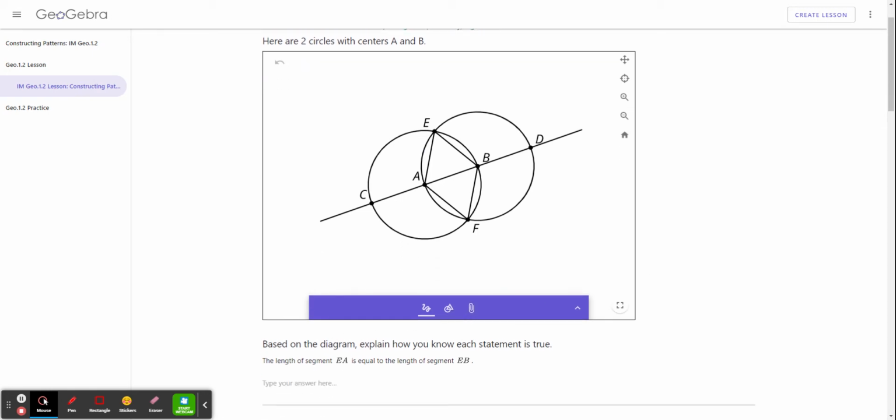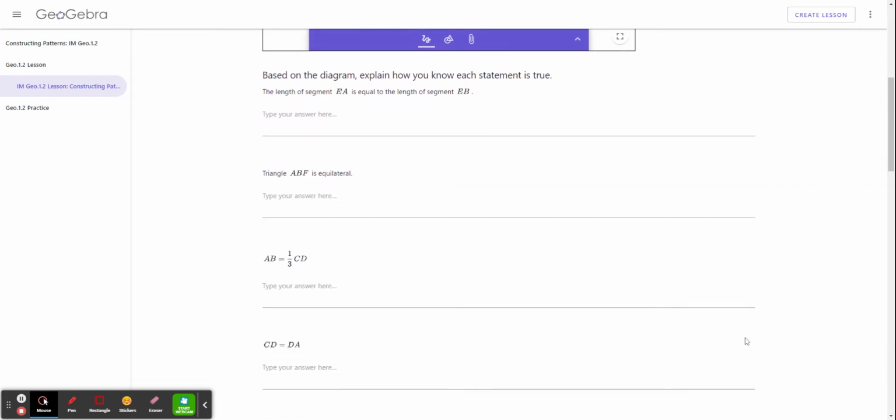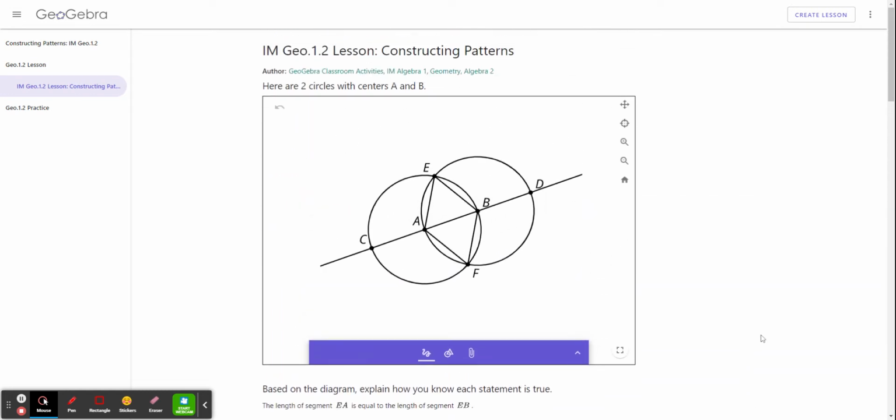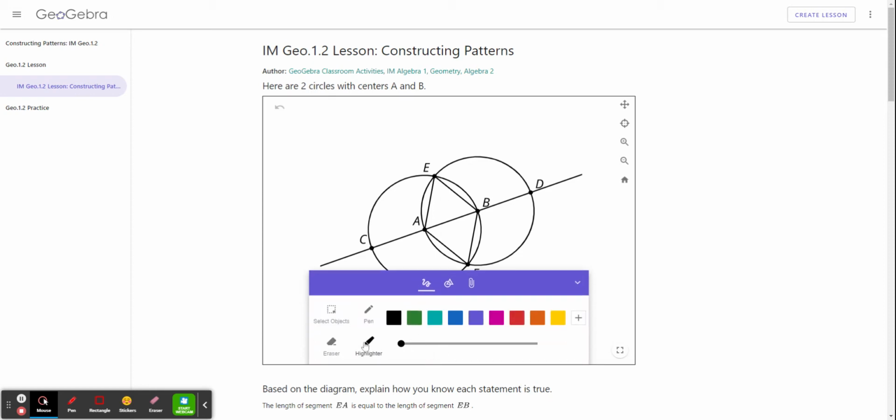Okay, so then it says, based on the diagram, explain how you know each statement is true. So we have a few statements here. I'm going to be scrolling back and forth so we can see the diagram, and then I'll come down and type the explanation. So the first one says the length of segment EA is equal to the length of segment EB. So I'm going to look up at my diagram, segment EA. Let me see if I can highlight a little bit. There's EA, and then segment EB would be this segment right here.